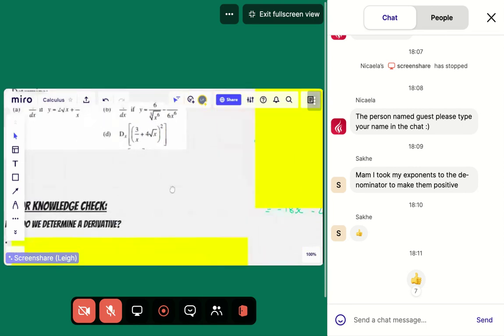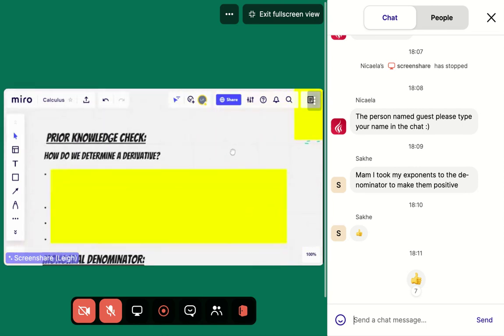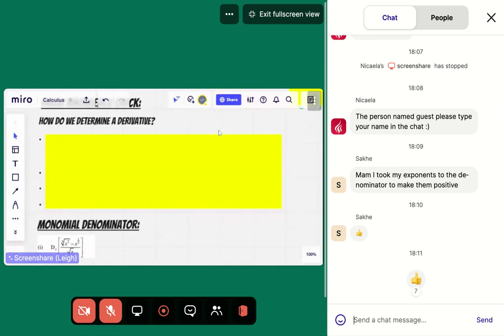Okay, so just a quick prior knowledge check. We saw this last week. How do we determine a derivative? Okay, so let's call on Malu. Do you remember how we take a derivative?